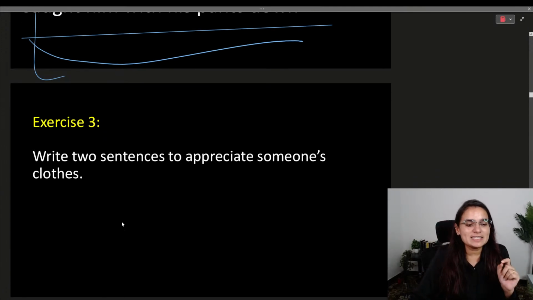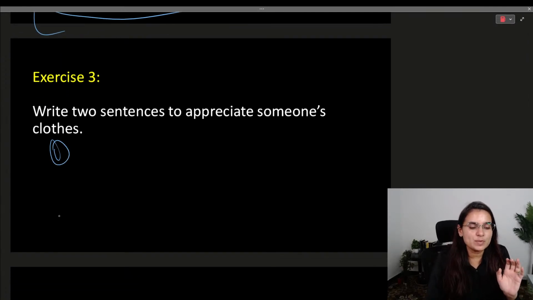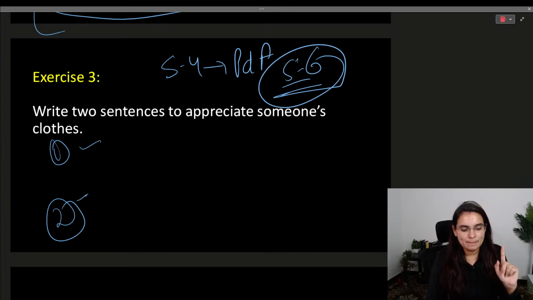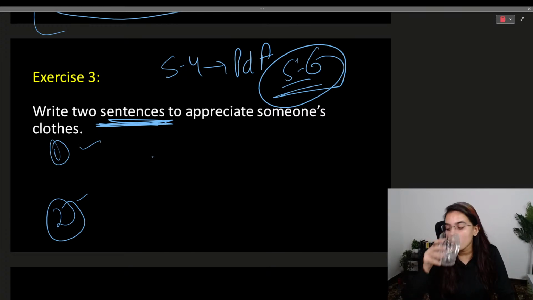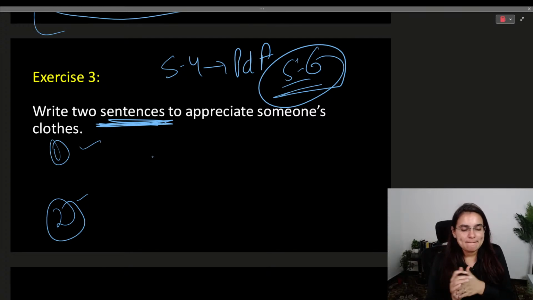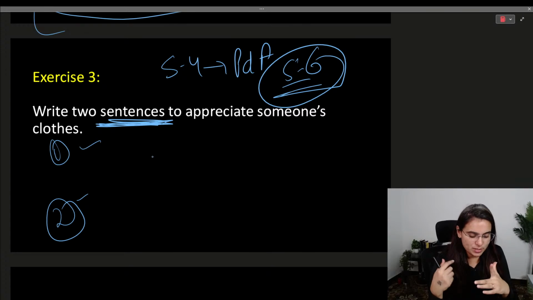Anyways, exercise number 3. Write 2 sentences to appreciate someone's clothes. In the last session 4 PDF, you will find at least 5 or 6 such phrases. I want you to think of 2. I'm giving you 1 minute to think of 2. You have to write complete sentences. Please focus here. Don't write the idiom. Write the sentences properly in your notebook, appreciating somebody's dressing sense.